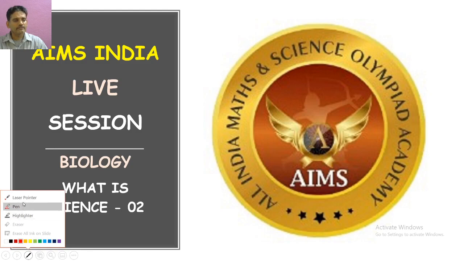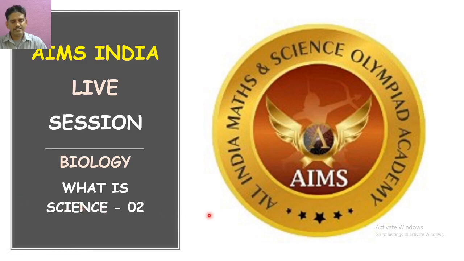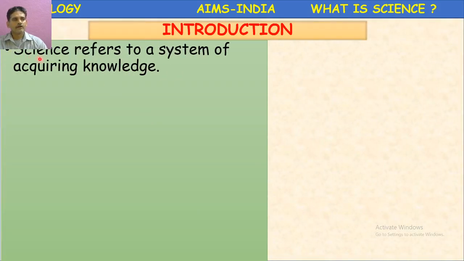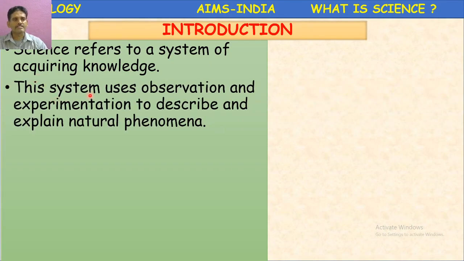a Latin word, scientia. The meaning is knowledge. So it's like a system. Let us go further. Science refers to a system of acquiring knowledge. This system uses observation and experimentation to describe and explain natural phenomena.